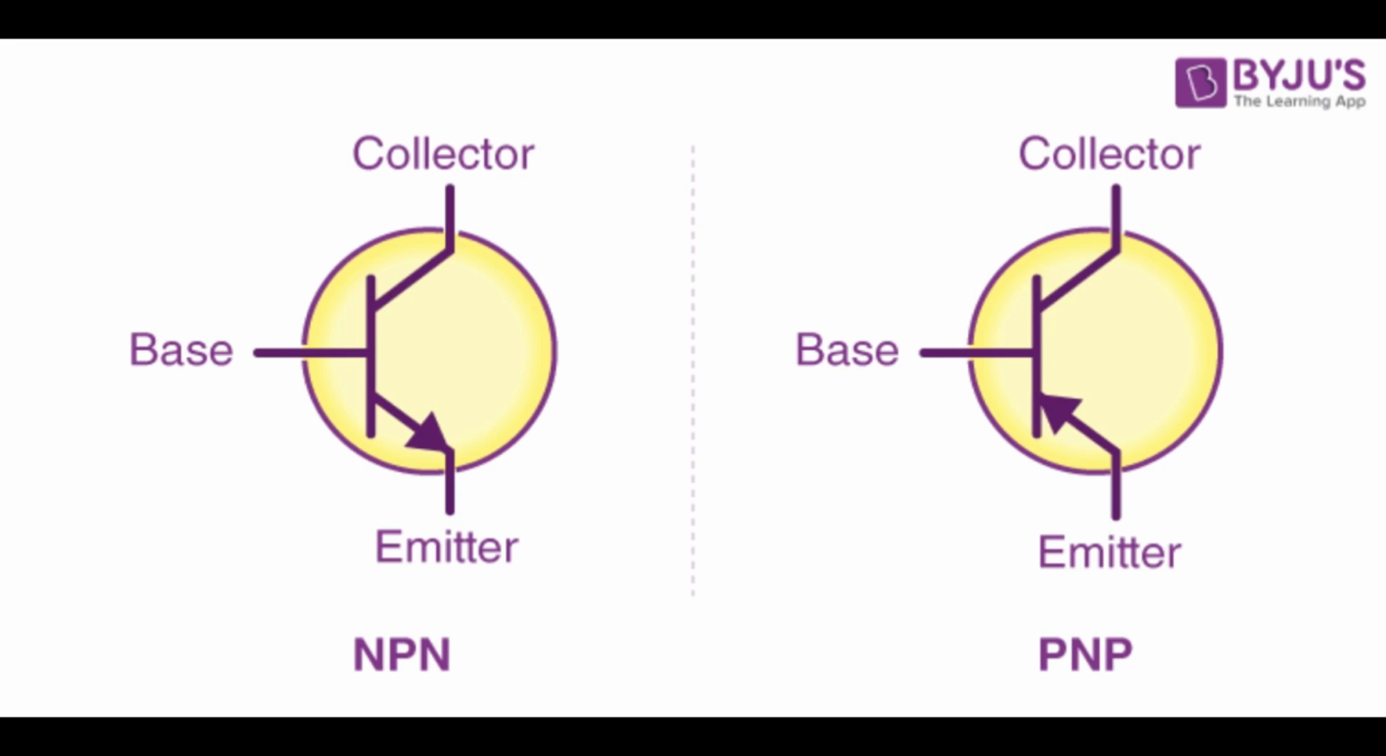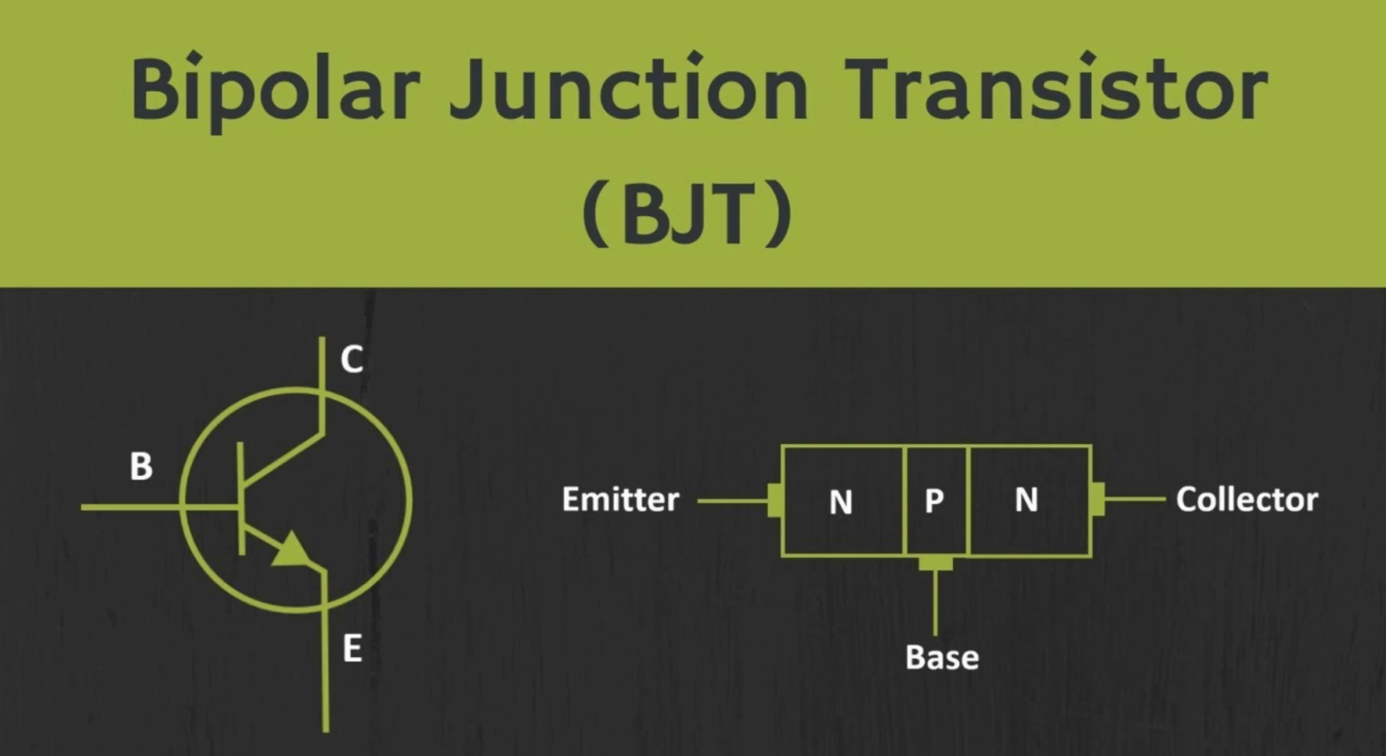Base, B: very thin and lightly doped compared to the other two regions, it controls the number of charge carriers passing from the emitter to the collector. A small current in the base allows a larger current to flow from emitter to collector. Collector, C: moderately doped and larger in size to collect the charge carriers from the emitter. It is always reverse biased with respect to the base. The collector region dissipates most of the power, so it is usually larger to handle heat dissipation.